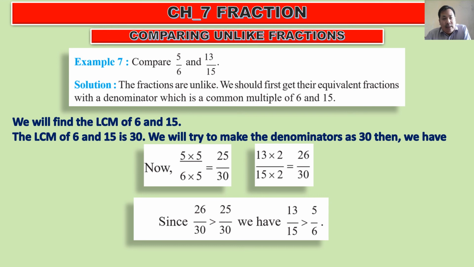So for this type of fractions, what we have to do is find the LCM of the denominators, and convert the fractions into equivalent fractions or like fractions having the same common denominator. So this is what we have in comparing unlike fractions. Now let us go to the next portion.